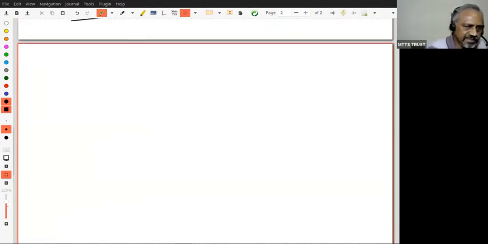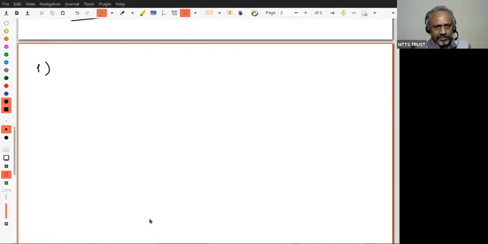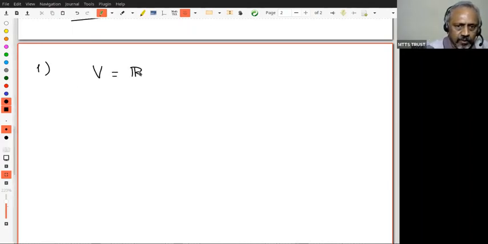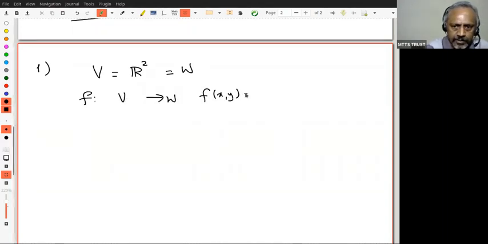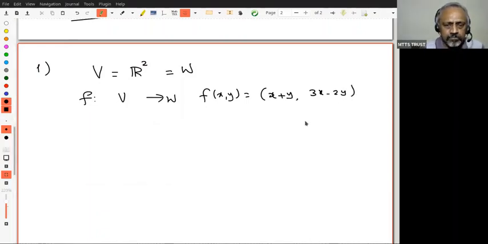Now let's look at an example. To give you an idea, I'll start with a very simple-minded example. But some examples are very close to my heart. I will come to that immediately after this. But suppose V equals R2 and is also equal to W. Now let's look at the map from V to W. For any vector (x, y), let's say f of (x, y) equals (x plus y, 3x minus 2y). I want to know that this is a linear map.